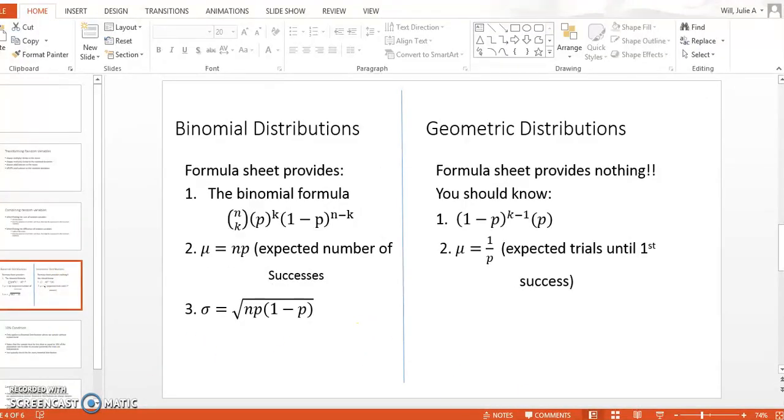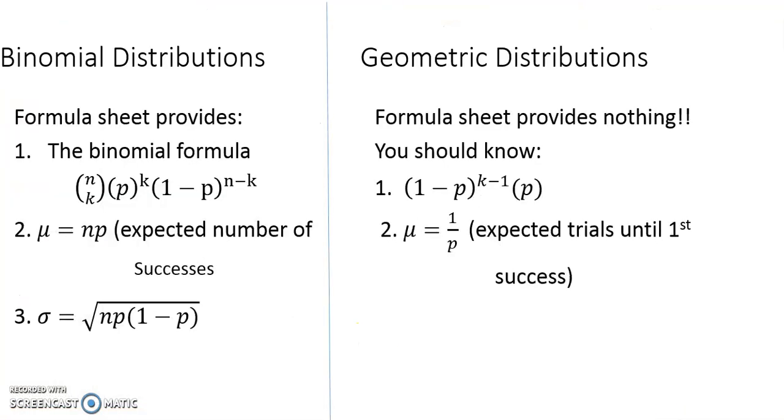Okay, one of the other things I wrote down for you guys is what you're going to have to know for binomial distributions and geometric distributions. For geometric distributions, you don't get anything on the formula sheet, so you should know this formula. This is the probability of failure to the k minus 1. That means that you're failing right up until you finally succeed. So if they want you to succeed on the 7th trial, then this would be the number 6.